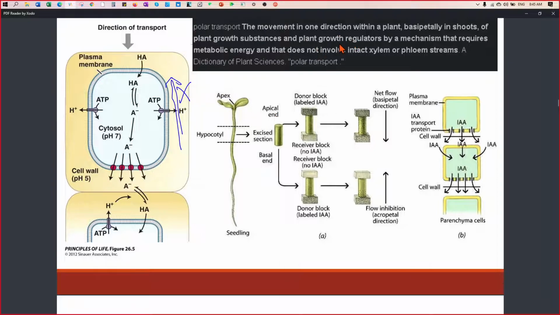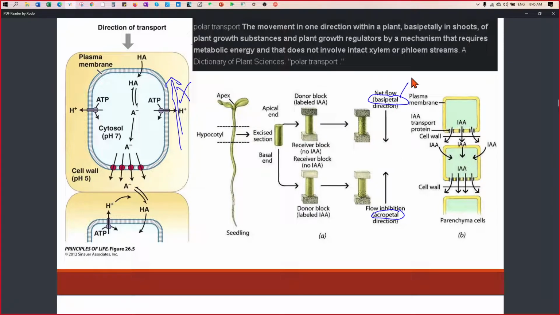So I put the definition here: what is meant by polar transport? And this is to show you whether it is true that auxin only moves in one direction. Yes, this is the experiment: when you put auxin at the top, it will move towards the bottom, but if you put auxin at the bottom, it doesn't go towards the top. So the words you need to be introduced to today are basipetal and acropetal.